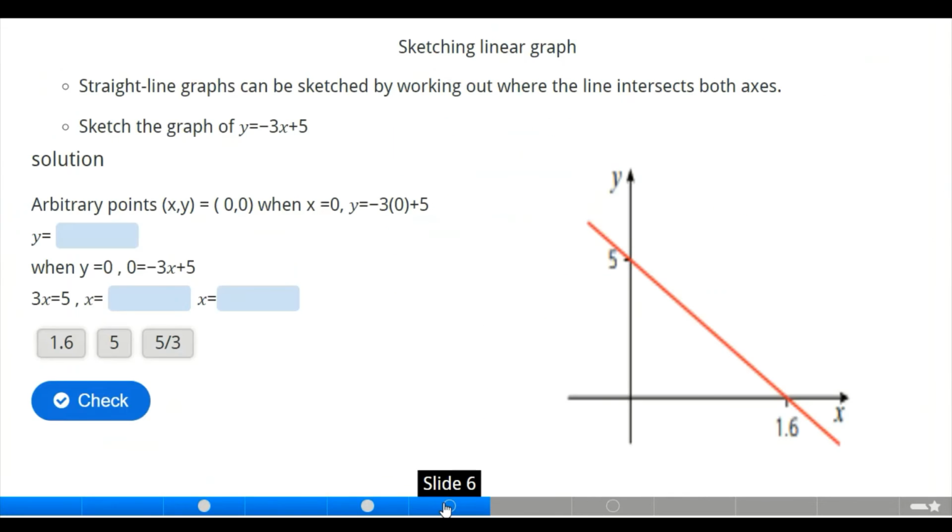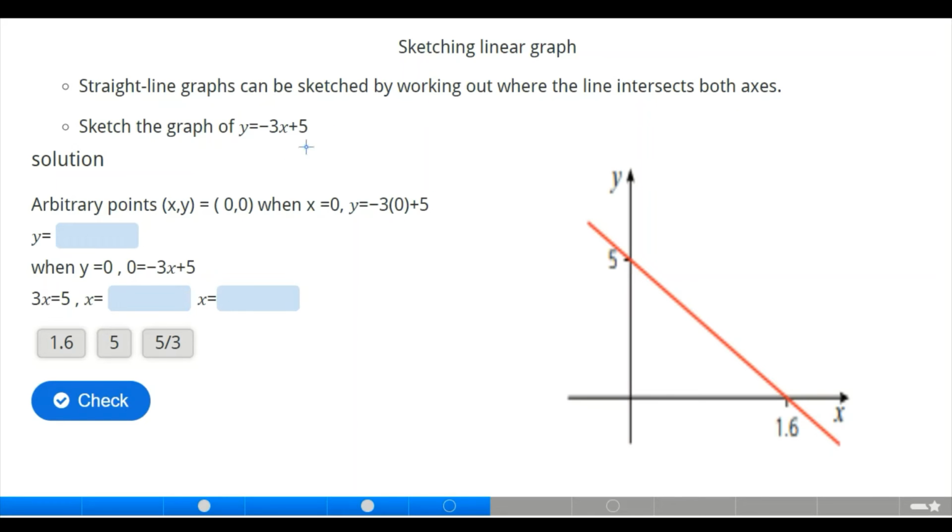Now let's look at sketching a linear graph. A straight line graph can be sketched by working out where the line intersects both axes. So if we have to sketch a straight line graph, we just need to look at where the line intersects both axes. So now you have an example here. We have to sketch the graph y equals minus 3x plus 5.